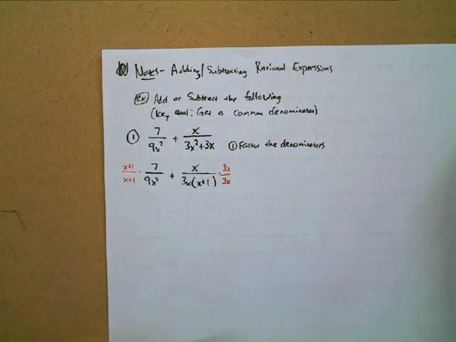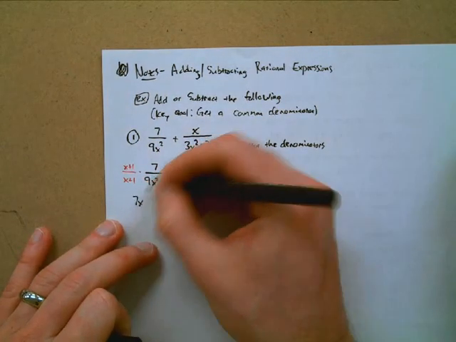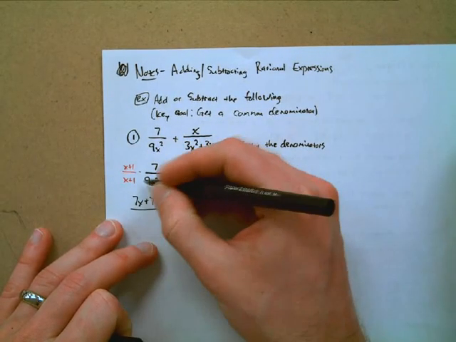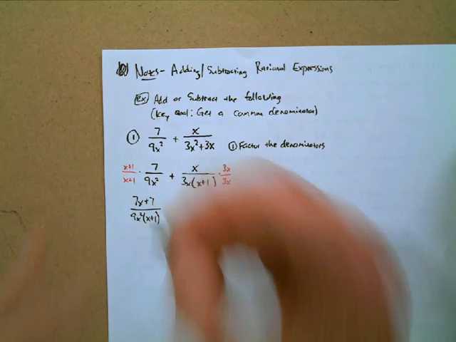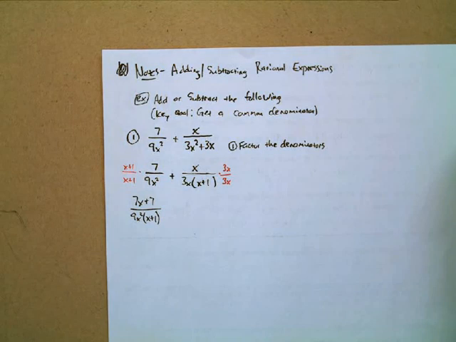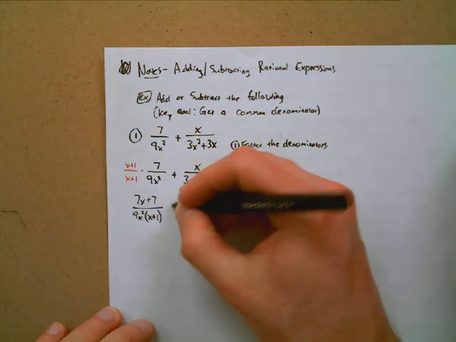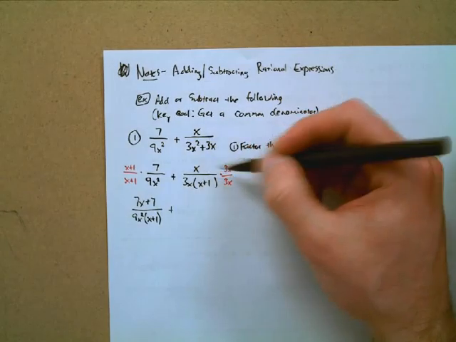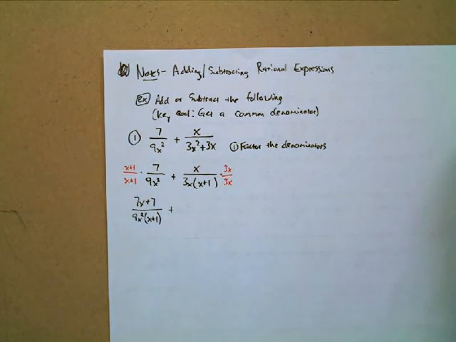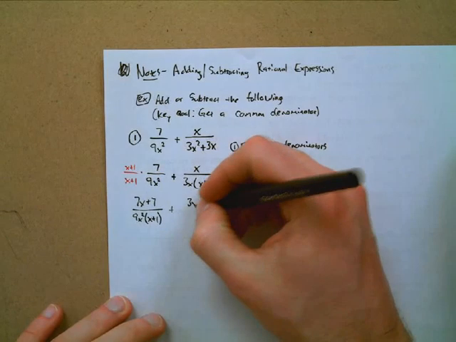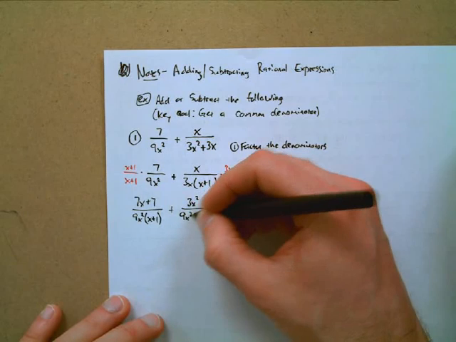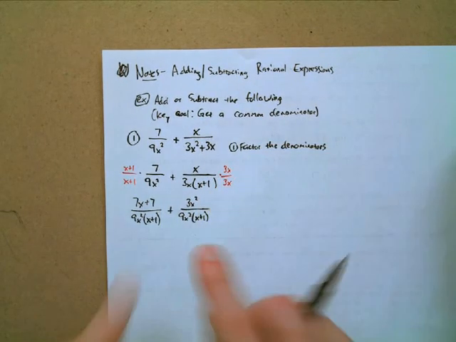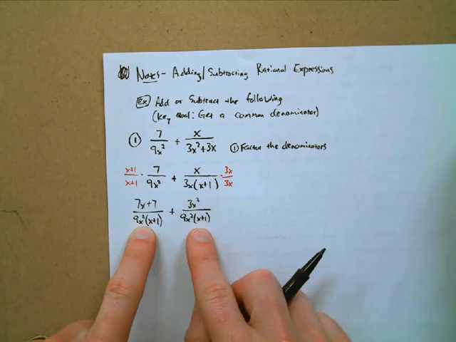FOIL it out or distribute, right? So 7 times x, 7x, 7 times 1, 7. And then the 9x squared and the x plus 1, we could FOIL it out. I'm going to leave it unmultiplied, and I'll show you why in a second. We actually don't need to multiply out the denominator. Now, how about the numerator here? x times 3x. What's that going to give us? 3x squared. Very good. Over, and again, I'm going to multiply the 3x times the 3x to make the 9x squared that we need, and then I'm going to leave it unmultiplied, though. I'm not going to distribute it. Because now that I see that I have the same denominator, I don't need to combine it anymore.